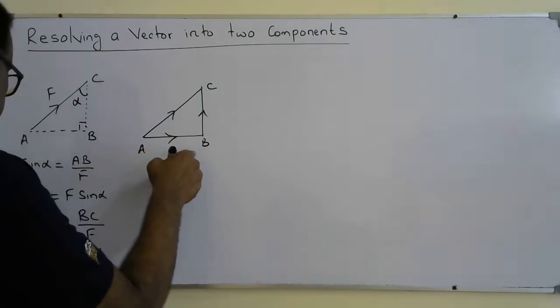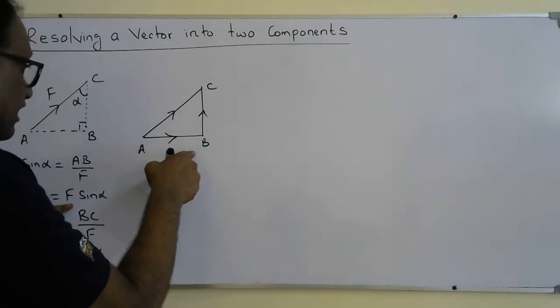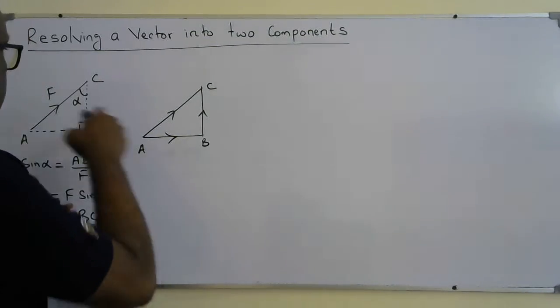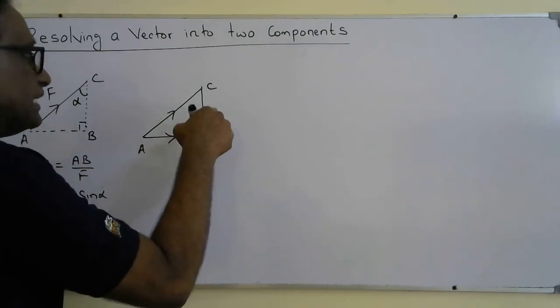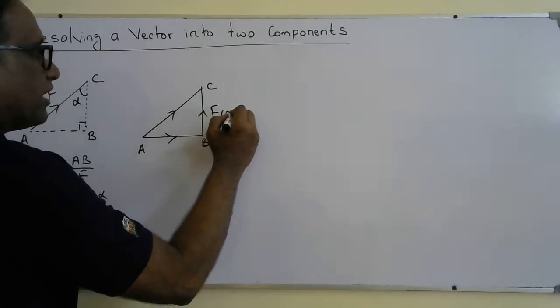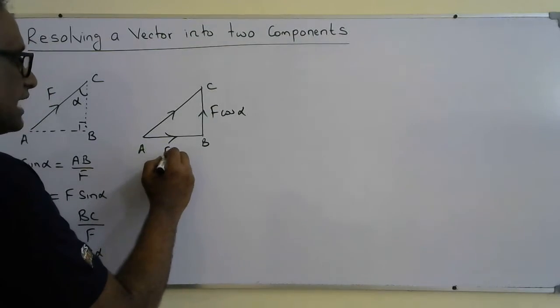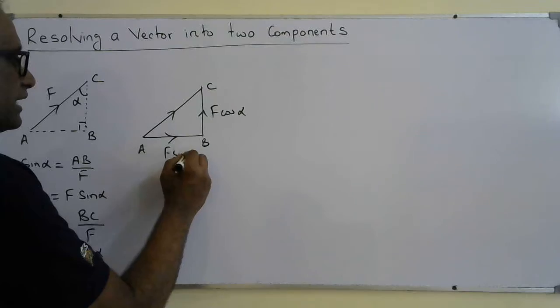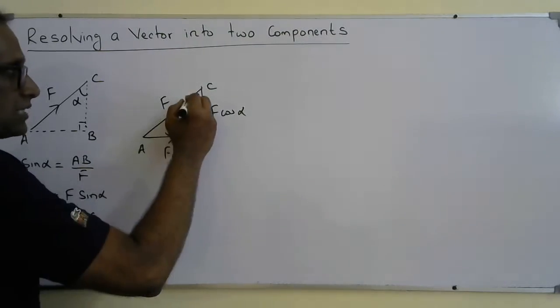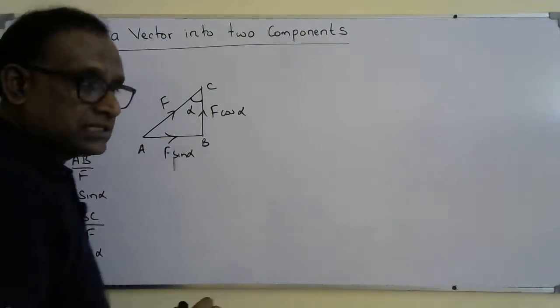F sin alpha is the horizontal component of the given force. F cos alpha is the vertical component. So angle alpha is this one.